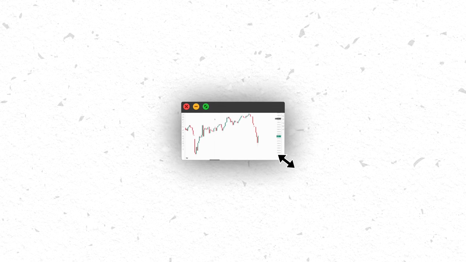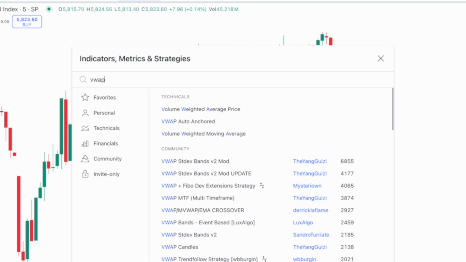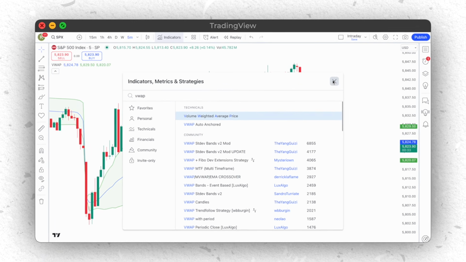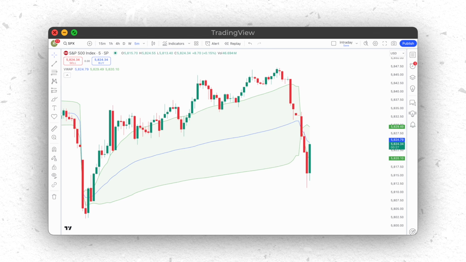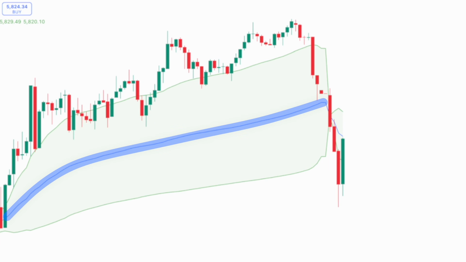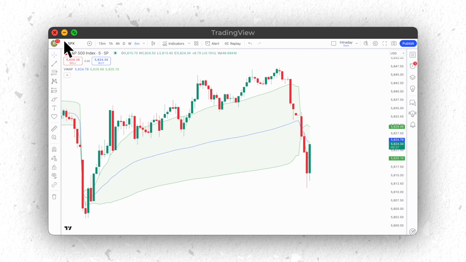To use the indicator, open up a chart on TradingView. Click on the indicators and type in VWAP. Click on the first one that says Volume Weighted Average Price. Once the indicator is plotted, the chart will look something like this. The blue line in the middle is the actual VWAP line. The green bands above and below the VWAP create a channel based on the VWAP.